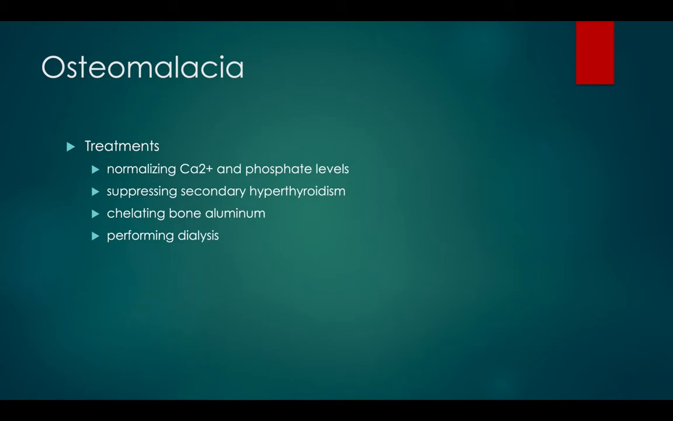Treatments are normalizing calcium and phosphate levels, suppressing secondary hyperparathyroidism, because that can affect your other hormones that are involved with maintaining strong, healthy bones. Also, chelating bone aluminum, and then performing dialysis.